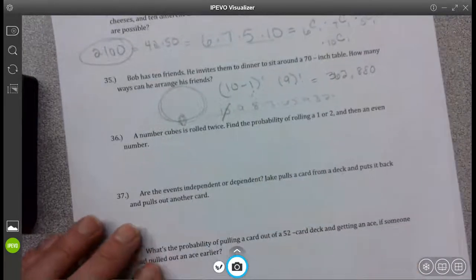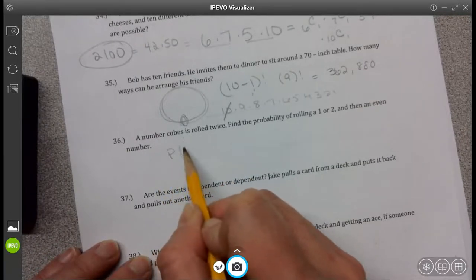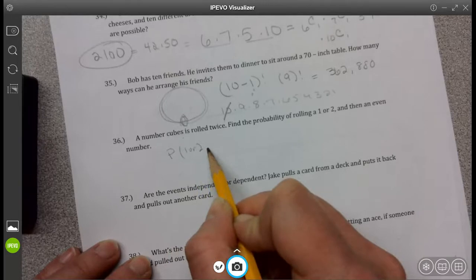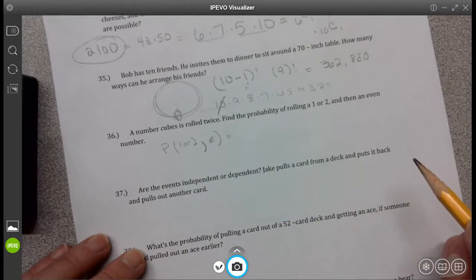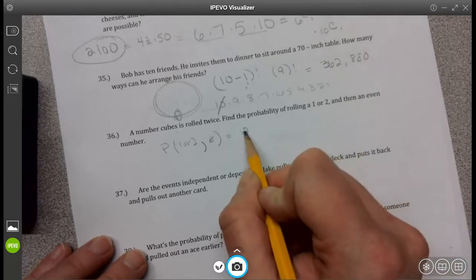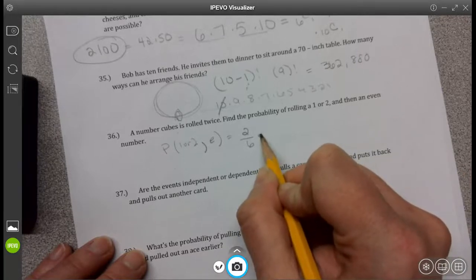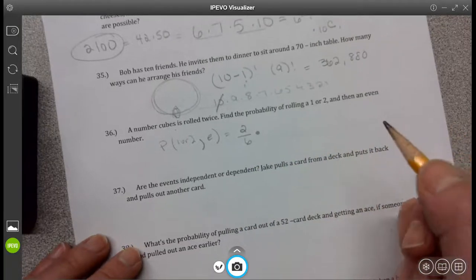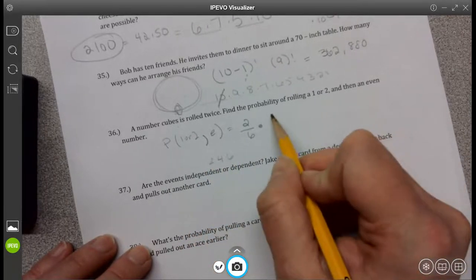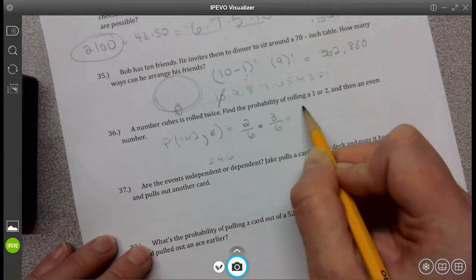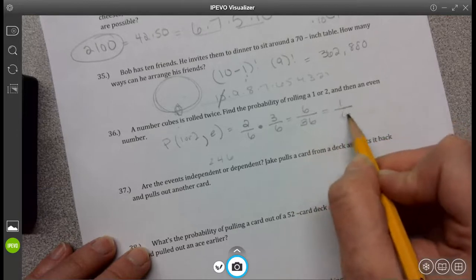All right, 36. A number cube is rolled twice. Find the probability of rolling a 1 or 2 and then an even number. So if you roll a 1 or a 2, that is 2 options out of 6. And then, comma, is multiplication, fundamental counting principle. An even number is a 2, a 4, or a 6. So that's 3 out of 6 options, which is 6 over 6 times 6, which reduces to 1 over 6.